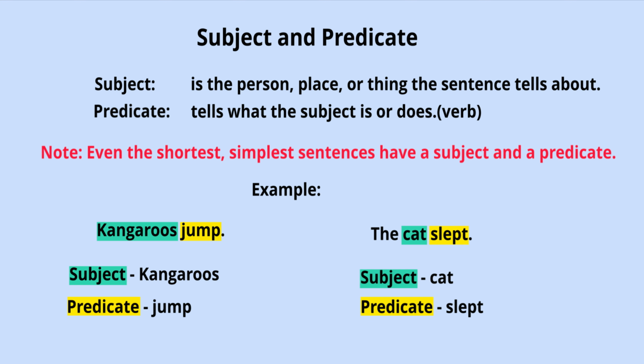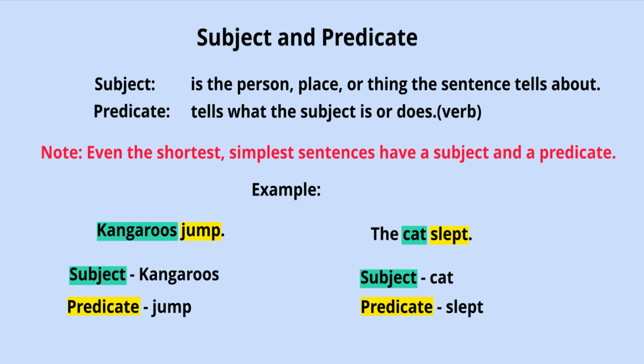Subject and predicate. So a sentence has two parts. One is a subject and the other is the predicate. Let's see what a subject means. It is the person, place, or thing the sentence tells about. It could be a noun or a pronoun. Predicate. Predicate tells what the subject is or does. That means it is nothing but the verb. Note, even the shortest, simplest sentences have a subject and a predicate.